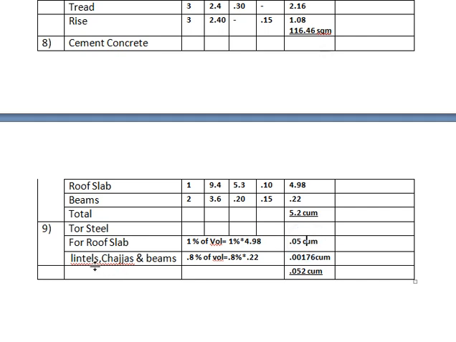And similarly for lintels, sheds, and beams, you take 0.8% of the volume. We have calculated the volume for the beams as 0.22. So 0.8% of 0.22 is 0.00176 cubes, and you will get the total as 0.52 cubes. You can then convert this cube into kgs by simply multiplying it with the density of steel, that is 7850 kg per meter cube, and you will get the total quantity in kgs also.